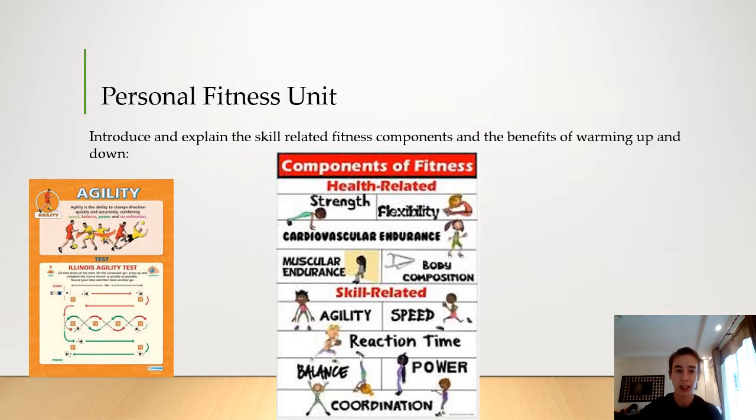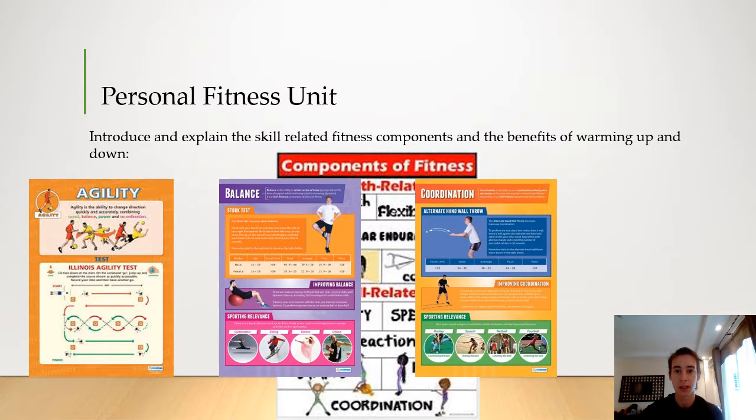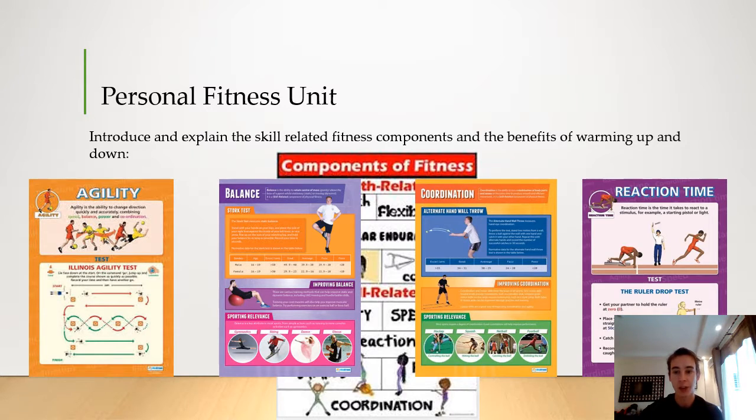Here is agility, and then they'll also be taught how we can test this. So for the agility, you do the Illinois run. Balance, you can do the stork test to improve this. For coordination, we can do the wall throw toss. And then for your reaction time, you can do a ruler drop test.